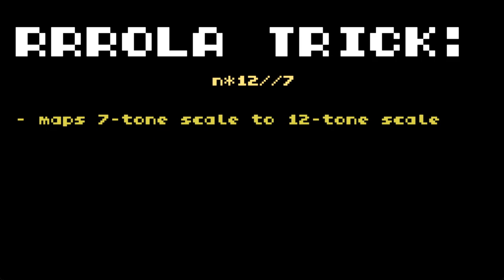what I call the Rolla trick. I call it that because I learned it from Rolla, and this is a different Rolla trick than the trick to find the pixel coordinates on DOS. So there's an equation, n times 12 divided by 7, where the slashes in Lua are integer division, so integer division by 7. What this does is map the heptatonic scale, the 7-tone scale, into the chromatic scale, the 12-tone scale. So this is the reason I have the mapping function in the code. I'll add this code there.